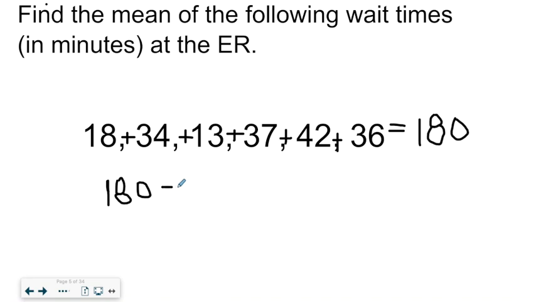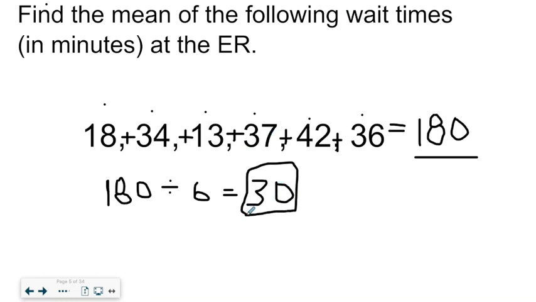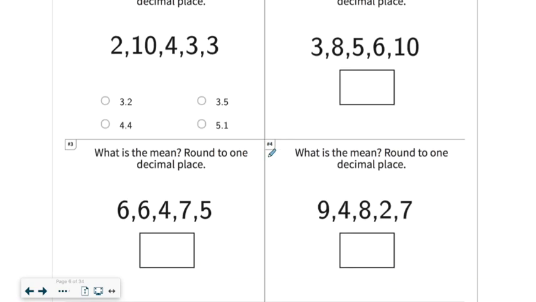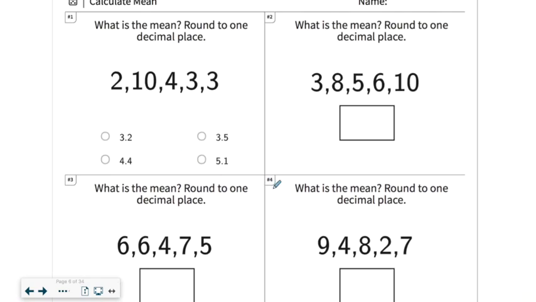Okay, so now I have 180, and then I have to divide it by the number of elements in the set, 1, 2, 3, 4, 5, 6. Well, I divide this by 6. So we'll take 180, what we had up here, divide it by 6, and we'll get 30. So, looking back on the problem, find the mean of the following waiting times in the ER. These are 30. Okay. Here are a couple problems. I only want you to work on these 4 problems right here, 1, 2, 3, 4, if you feel like you are struggling with this.